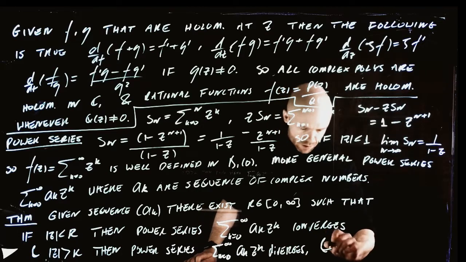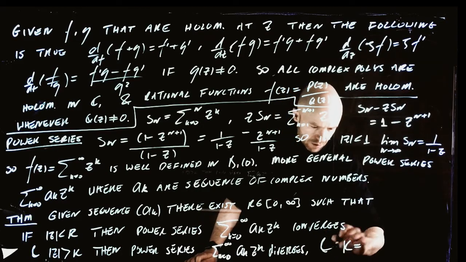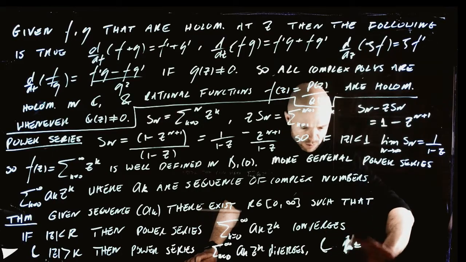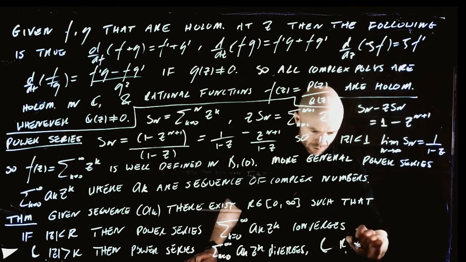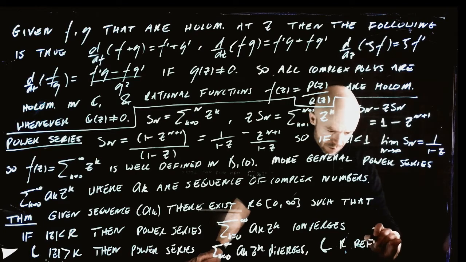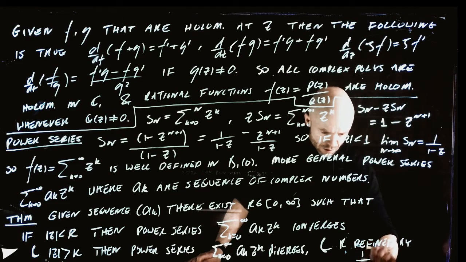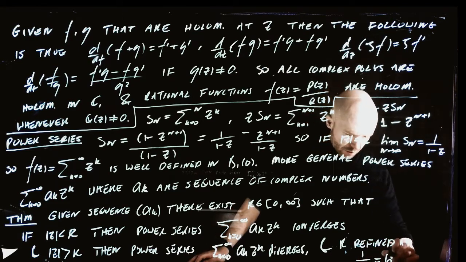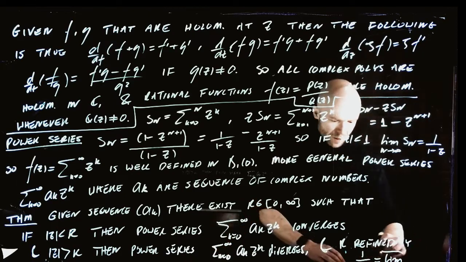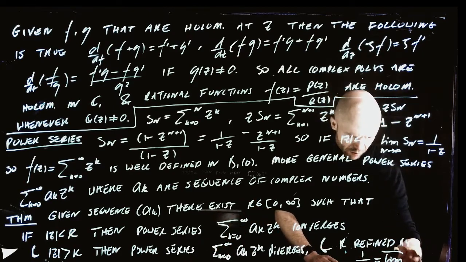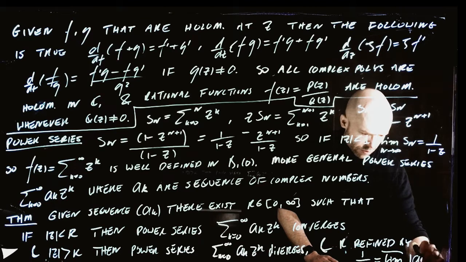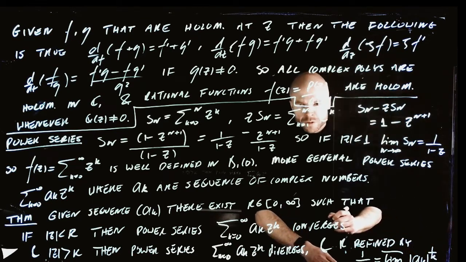And R is defined by the following. One over R is equal to the lim sup as k tends to infinity of the kth root of mod a_k. Okay?